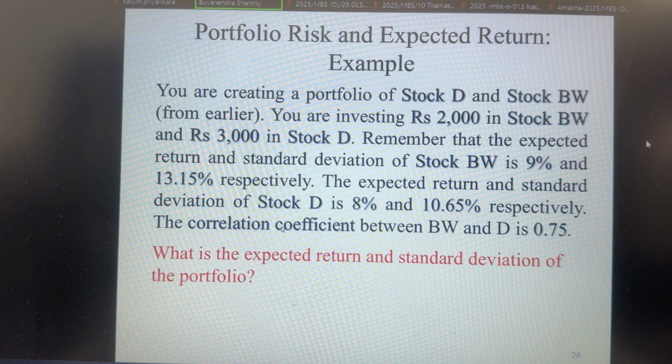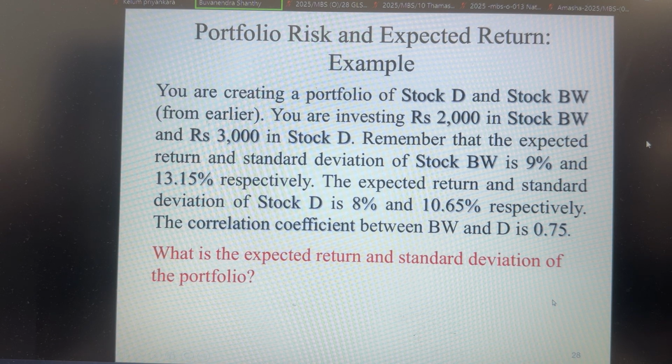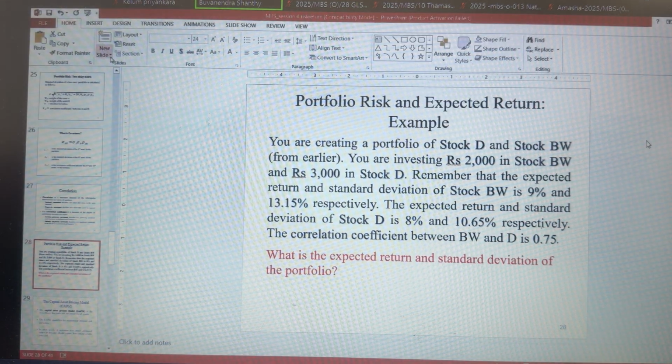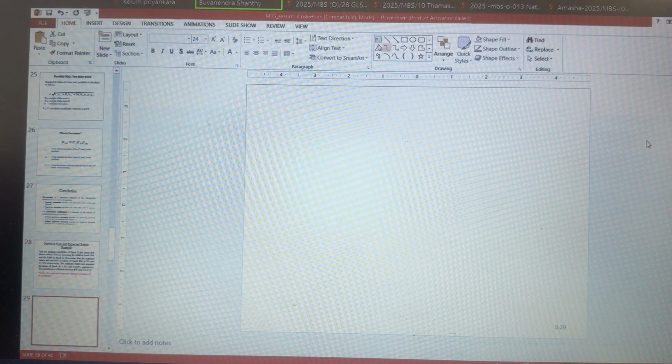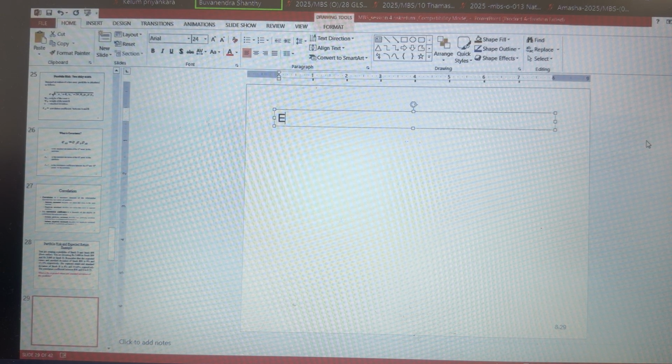The correlation coefficient between these two stocks is 0.75. Now, if we calculate the expected return and the standard deviations, how can we calculate it? We need to go with the equations and calculate. So if you go for the calculation on this part, we can calculate the portfolio's expected return, as I calculated earlier.